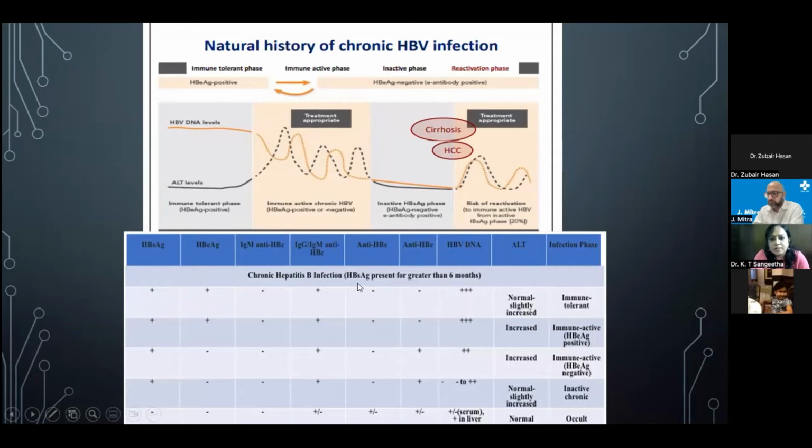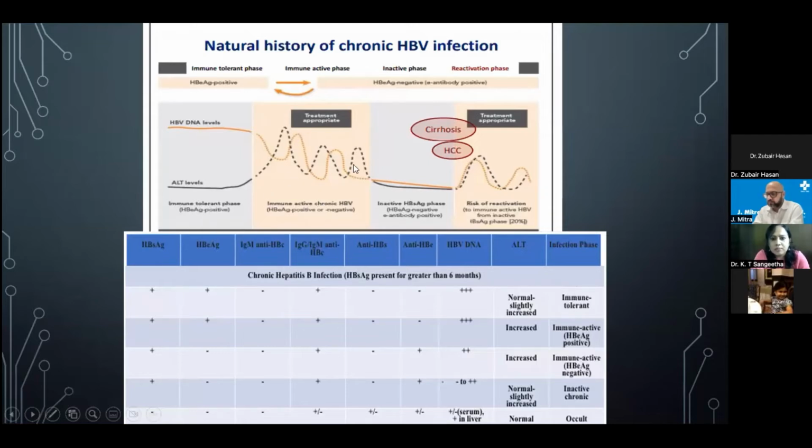Again, antibodies have not developed. Anti-HBs, which is neutralizing, will not be there. Anti-HBe has not developed yet. There are high DNA levels and normal or slightly increased liver enzymes. So this phase is known as the immunotolerant phase.